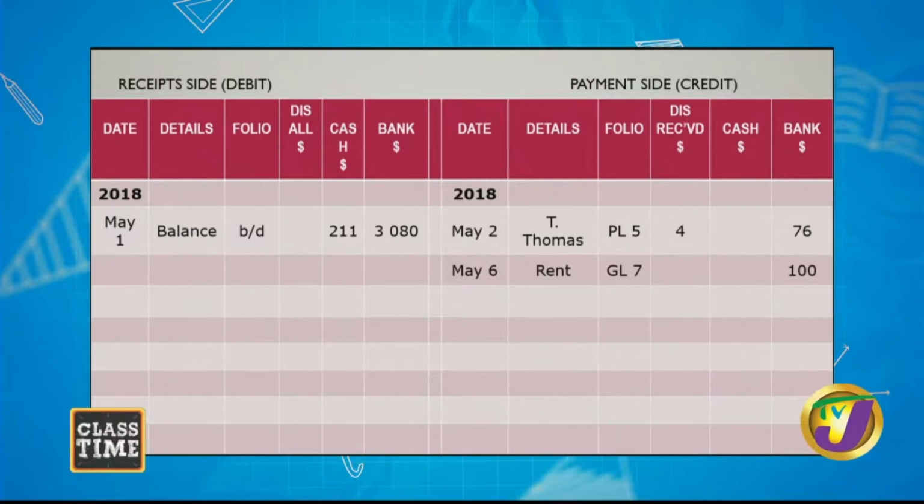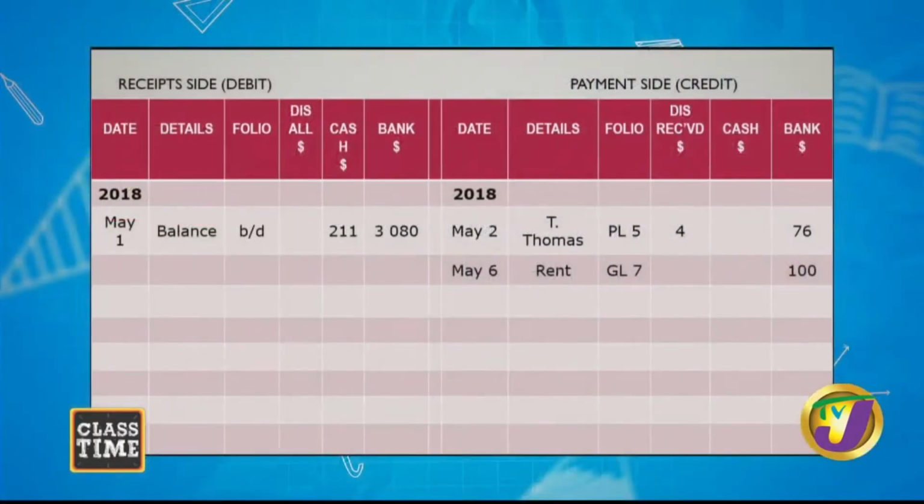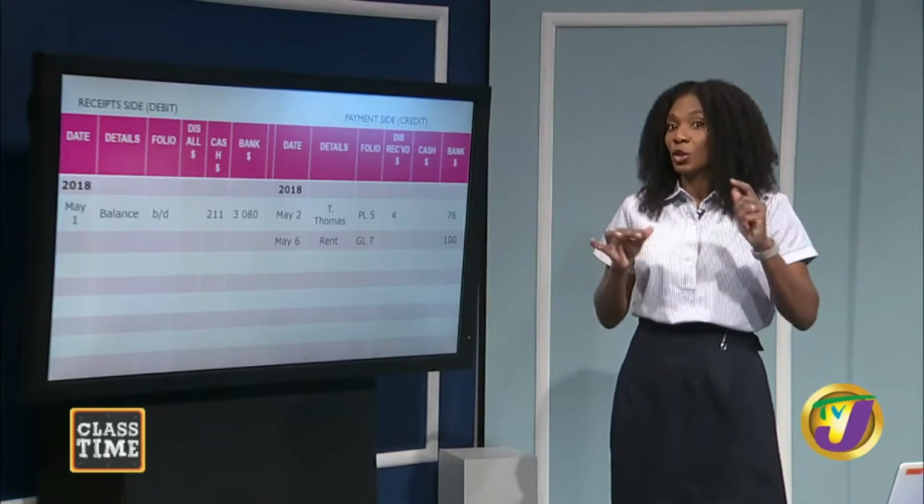Now, May 10. May 10 says, the following paid their account, in each case deducting 2%. Now you notice, I'm actually instructing you and I'm carrying you through the calculation of the discount. Love, $4,000, but they're paying their account to us. So will the money be coming in or will it be going out? Watch the flow of the money. L, Love, and B, Blake, paid their account, deducting 2%.